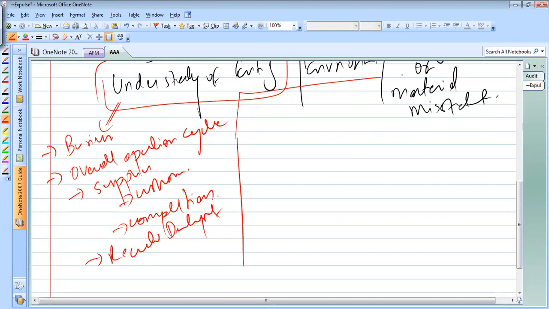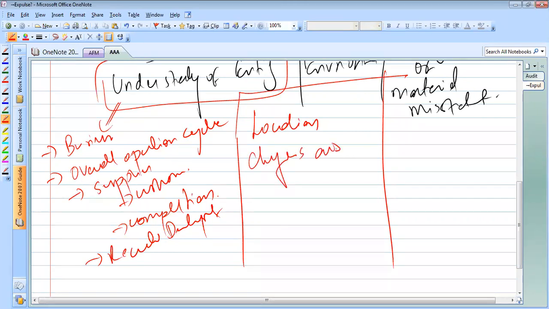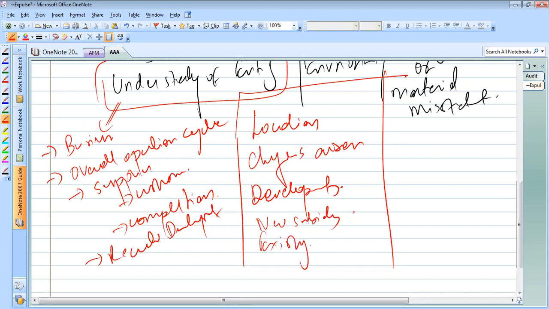Furthermore, you should know what the business locations are. You should know any changes that have arisen during the current year with respect to this company, and any further developments with respect to the company's overall structure. Now, what could be the developments with respect to the company's structure? Maybe a new subsidiary is being undertaken, or maybe an existing subsidiary is disposed of.